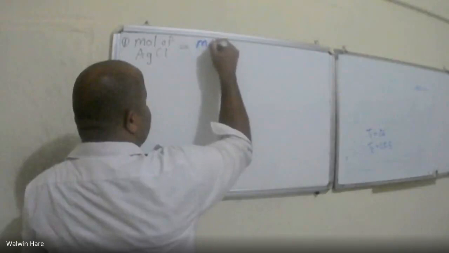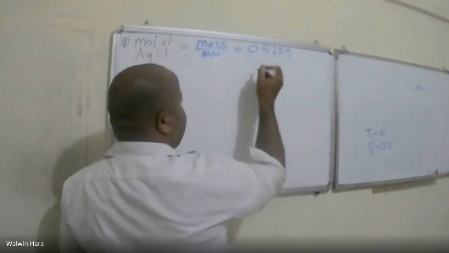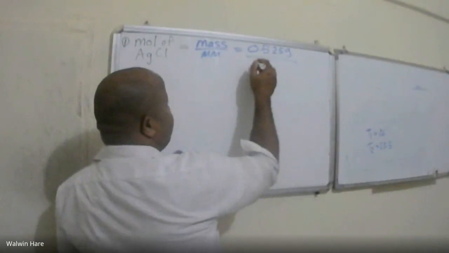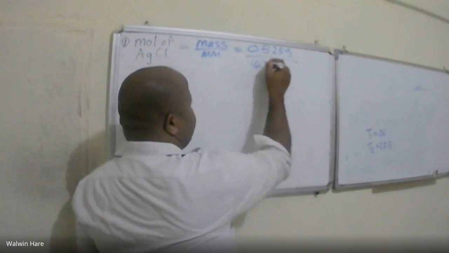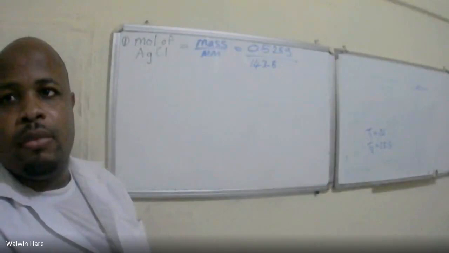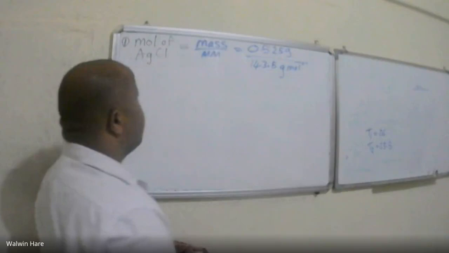And what is the mass of the precipitate? 0.525. So why is it 0.525? Because it's milligrams and I'm using grams. Right. Because the unit for molar mass is in grams. So you cannot have milligrams and grams. They have to work with the same units. And silver chloride is 143.5. So the mass of the precipitate was 0.525.